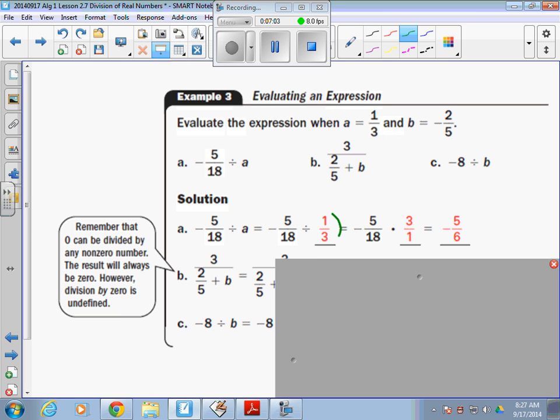When you multiply straight across, negative 5 times 3 is going to be negative 15. And 18 times 1 is going to be 18. The number 3 goes into both of them. It goes into 15 5 times, and it goes into 18 6 times. So negative 5 over 6.